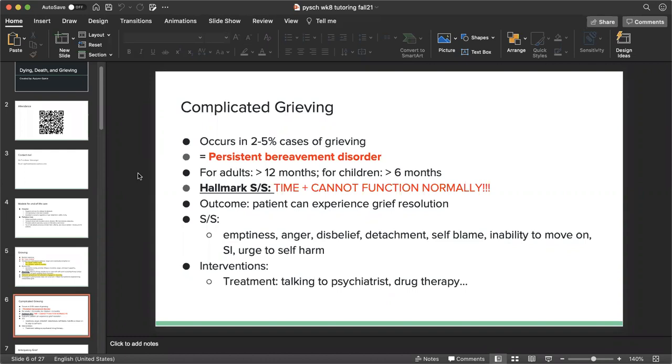So the outcome that we want to have for these patients is that they can experience grief resolution, so they can start to have that acceptance. So some signs and symptoms of complicated grieving are emptiness, anger, disbelief, detachment, self-blame, inability to move on, suicidal ideations, and the urge to self-harm. And then the interventions are just treatment, so talking to a psychiatrist, drug therapy, and having some type of support so they can verbalize what they're feeling, so we can help them get through the complicated grieving.